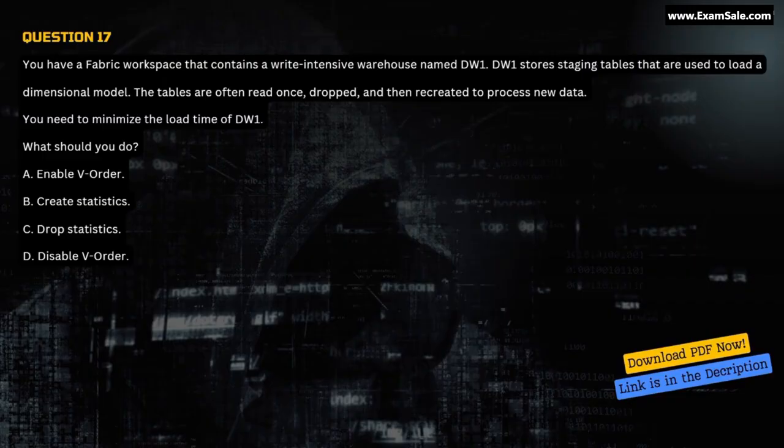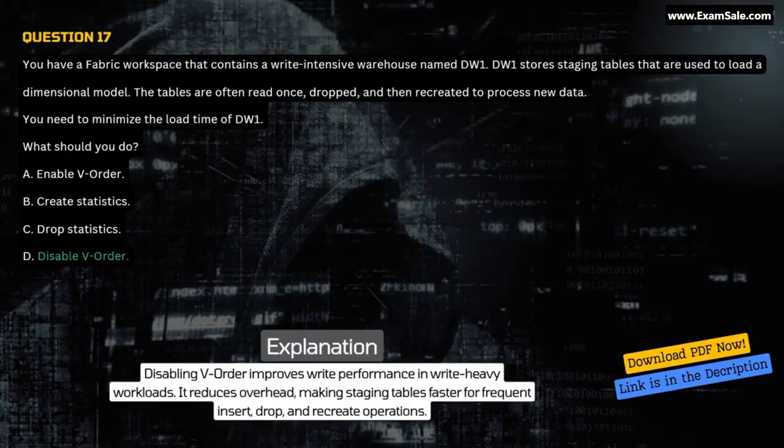Correct answer D. Disable VORDER. Explanation. Disabling VORDER improves write performance in write-heavy workloads. It reduces overhead, making staging tables faster for frequent insert, drop, and recreate operations.